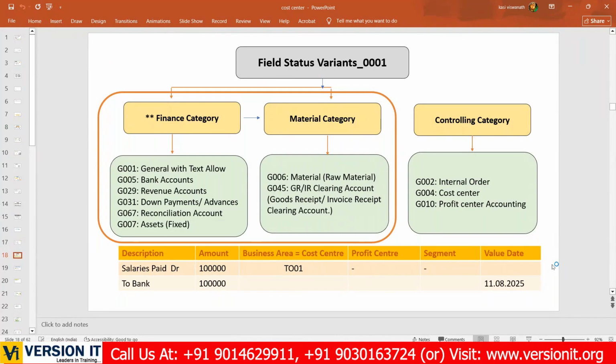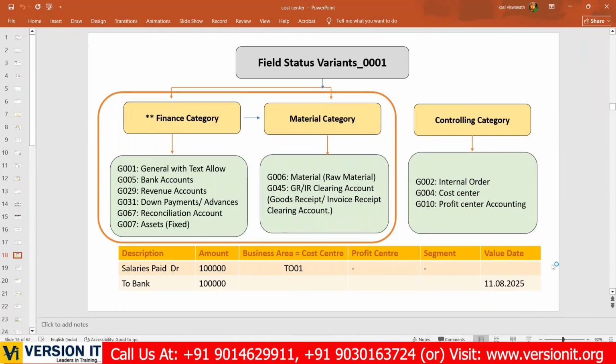What is the raw material? What is the finished good? Company purchases raw material from vendor. Company sells finished good to customer. Company purchases raw material from vendor. Sells finished good to customer. Those two come under material category. Now let me check one by one.